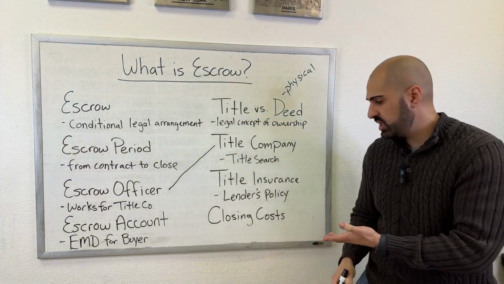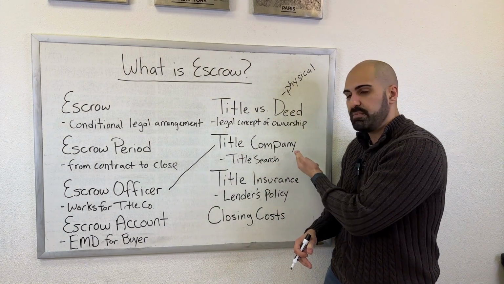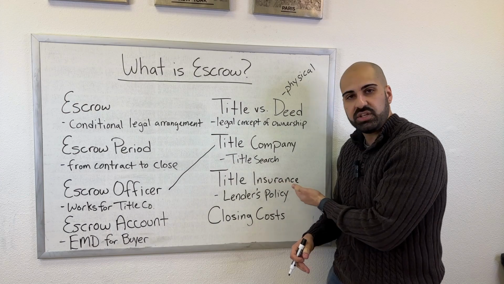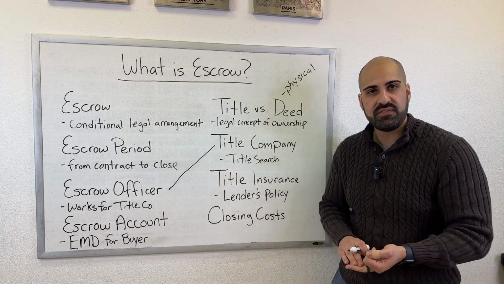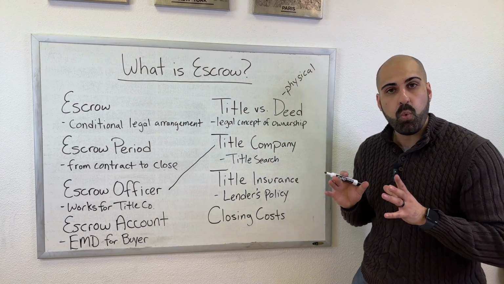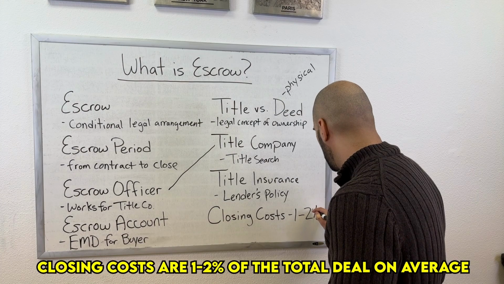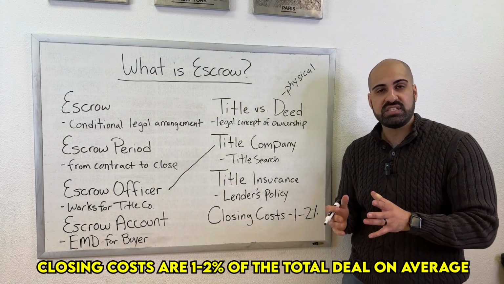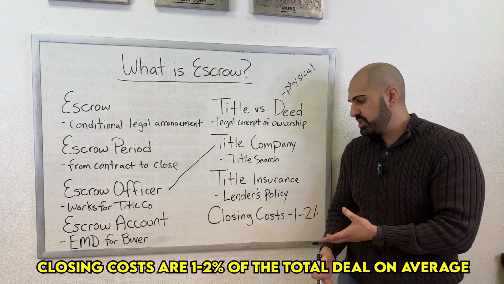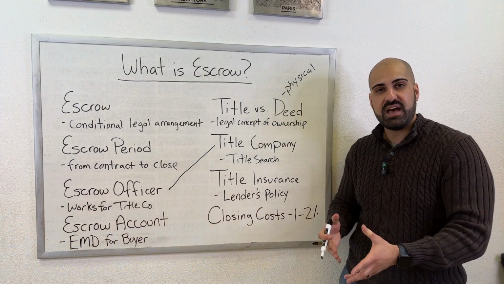And then finally we have closing costs. Closing costs can include things like the cost for the title company to do their work, the cost of title insurance, lender fees, HOA fees, taxes. The most important thing to know is that closing costs should be about 1 to 2% of the total deal. So when you're budgeting, make sure the available cash you have is not just your down payment money. Make sure, let's say, if you're going to buy a $500,000 house, that you have $5,000 to $10,000 extra for closing costs.